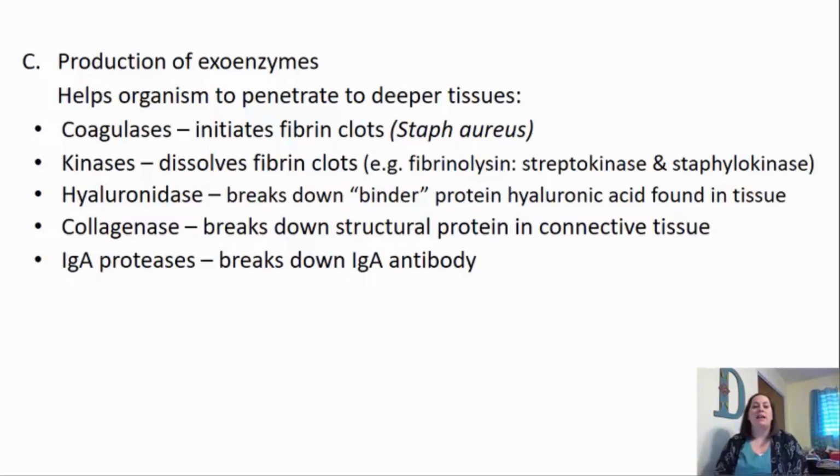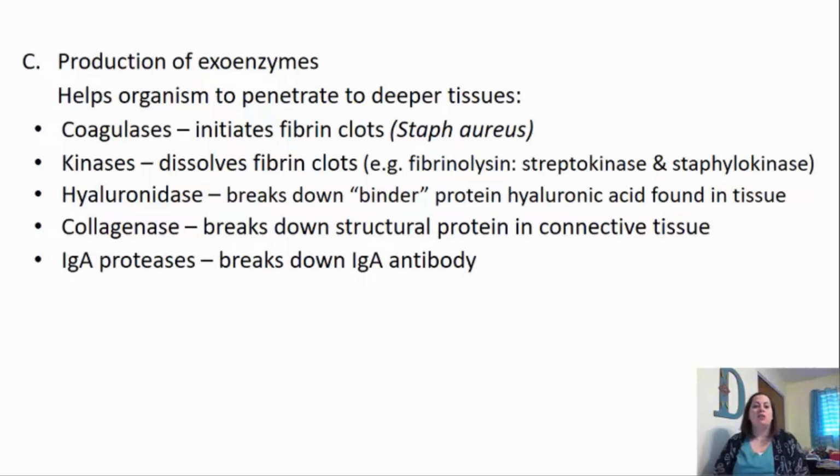We also have kinases. These will actually dissolve clots. So if the body is trying to make clots to kind of fence off the invader, this will actually dissolve those clots. One example is streptokinase, and we actually use this to help dissolve clots when we're talking about somebody having a stroke. Another is hyaluronidase. This breaks down hyaluronic acid, which is found in our tissues. This actually lets the bacteria spread to other areas.